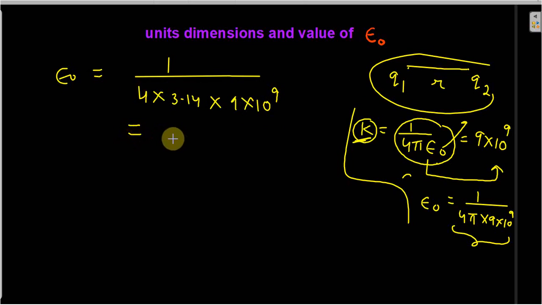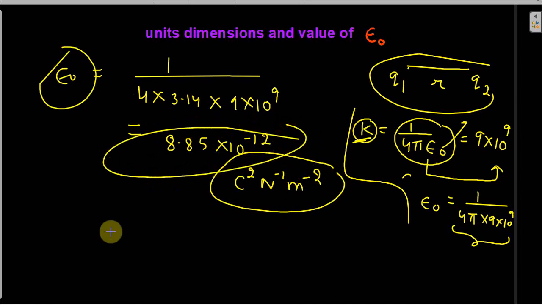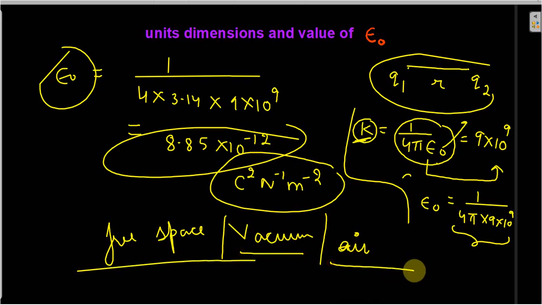After solving this, you will get 8.85 into 10 raised to power minus 12, and the SI unit is Coulomb square per Newton per meter square. Earlier we derived this unit. So this is the value of epsilon naught. This is for free space. The epsilon value for free space, you can say vacuum, or even for air, is approximately the same: 8.85 into 10 raised to power minus 12. For different media this value is different.